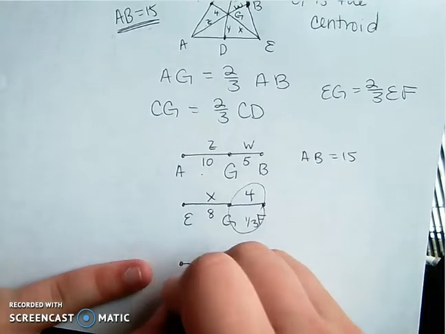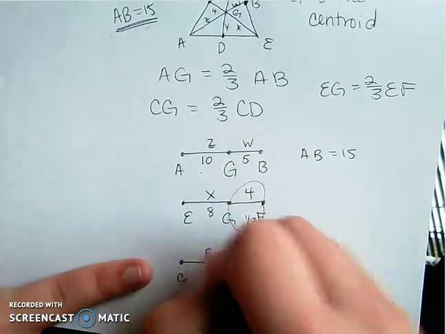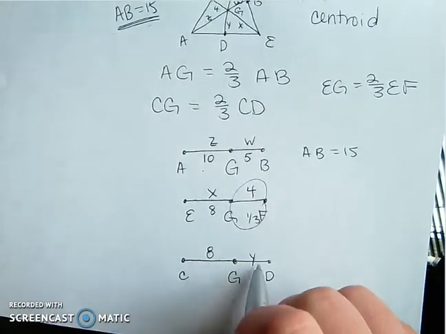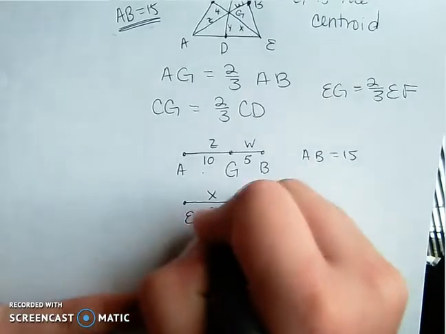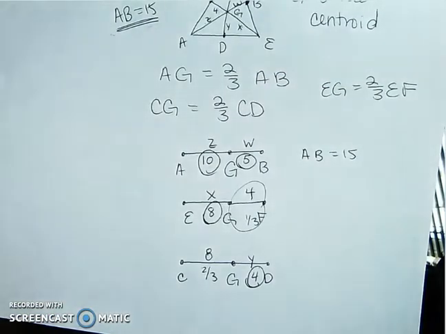Lastly, in CGD, we have 8 here and we have Y here. This is just the reverse. This is 2/3, that's 1/3. So that means this has to be 4 because it is twice as big.